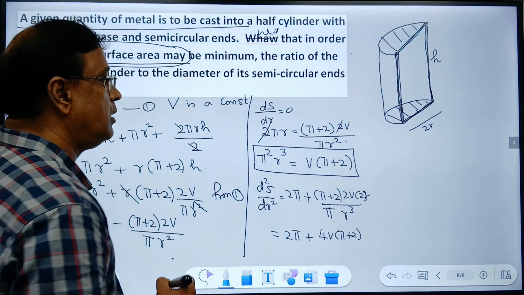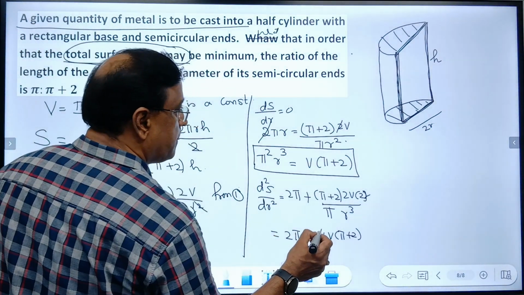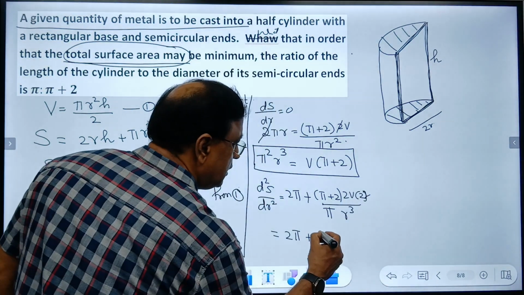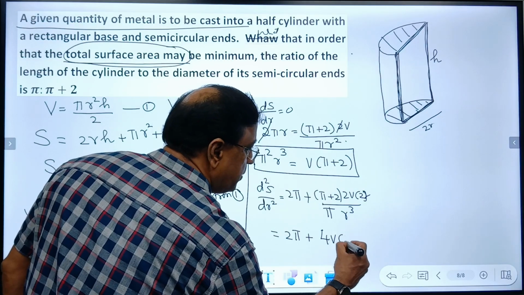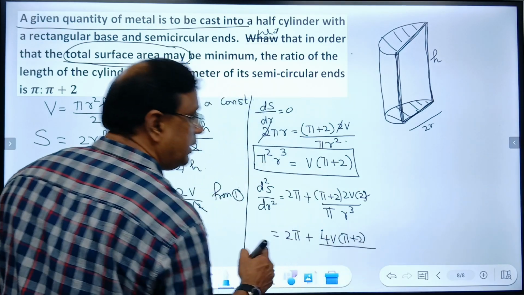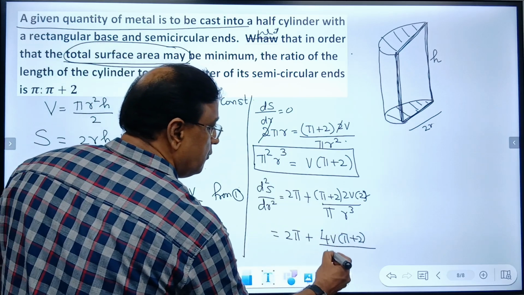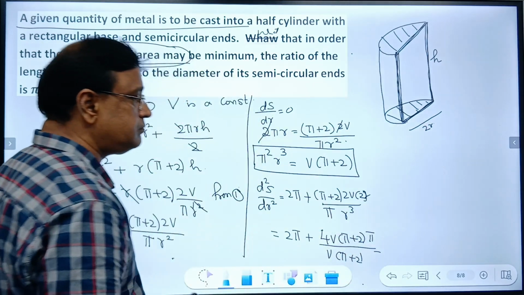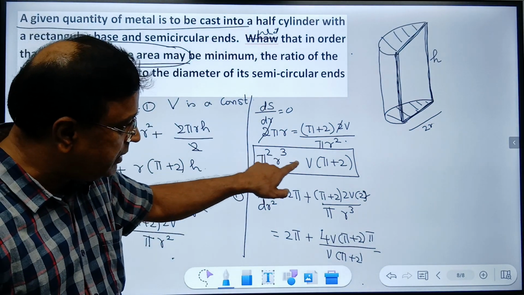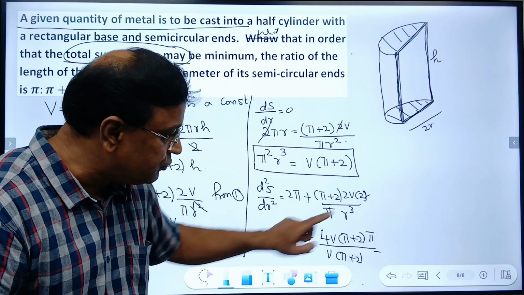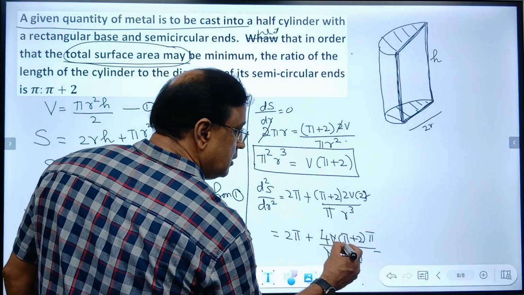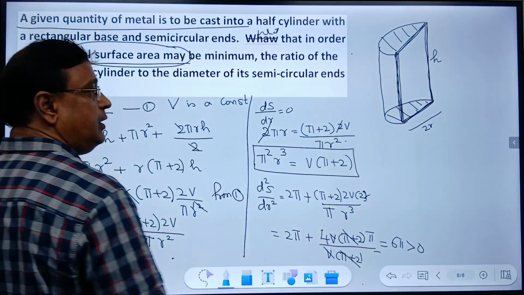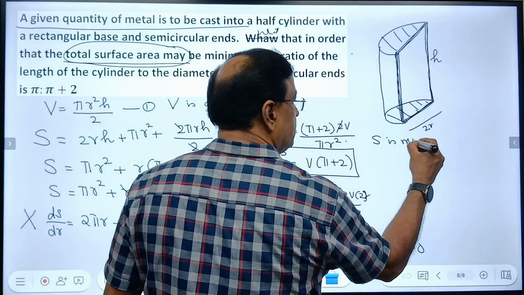Actually I can make it a little easier. So it is 4v into pi plus 2 divided by pi r cube. Pi square r cube is v into pi plus 2, so pi r cube will be v into pi plus 2 by pi. That I am substituting here. So v gets cancelled, pi plus 2 gets cancelled. So you get 6 pi, which is positive. Therefore, S is minimum.